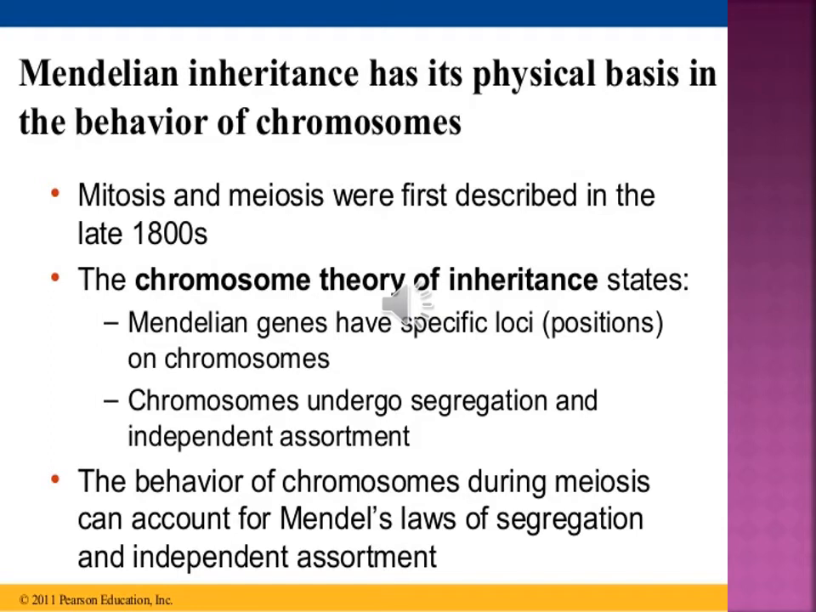Meiosis and mitosis were first described in the late 19th century. The chromosome theory of inheritance states that Mendelian genes have specific positions on chromosomes, and that chromosomes undergo segregation and independent assortment. The behavior of chromosomes during meiosis can account for Mendel's laws of segregation and independent assortment. That character is referred to as the position of genes.